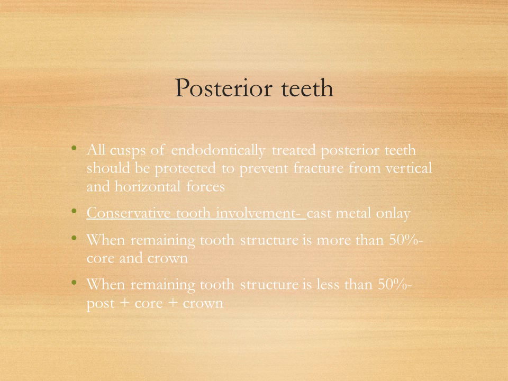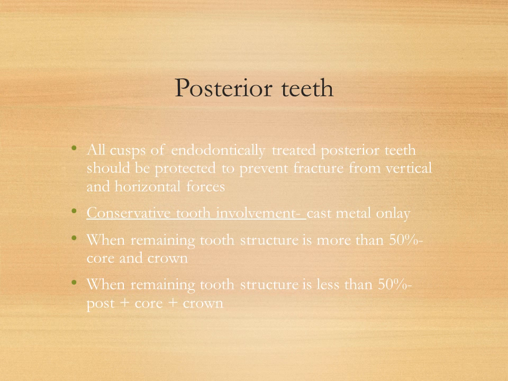So the most conservative tooth involvement you can do for your posterior teeth is to give a cast metal onlay, wherein you have actually capped all the cusps of the posterior tooth. However, this can be done only when you have a class 1 access opening, and you do not think that you want to give a crown, because you have a sufficient amount of healthy tooth structure. In such cases you can give a cast metal onlay.